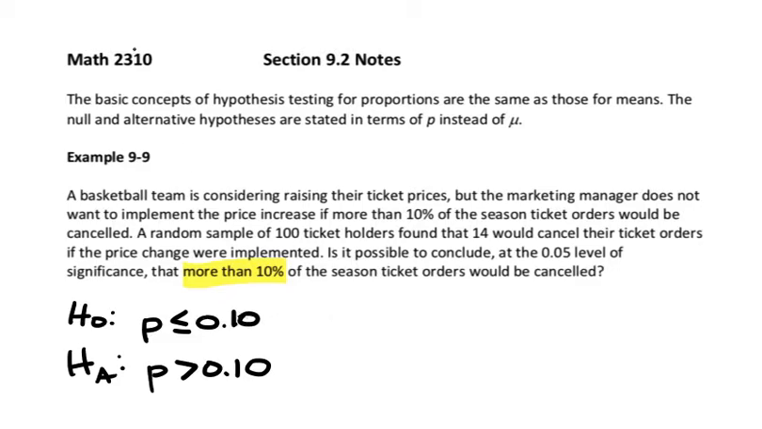So now let's identify our sample data. So we have a random sample of 100 ticket holders, and 14 would cancel their orders. So 14 out of 100. And our level of significance is 0.05. So let's go to Minitab.